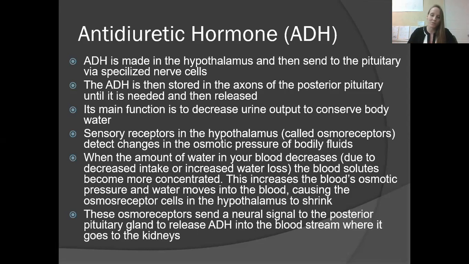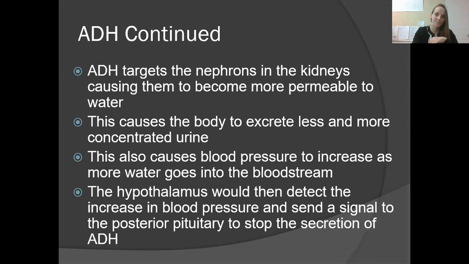The ADH then goes into the kidneys, where it goes to the nephrons of the kidneys and causes them to become more permeable to water. So water is going to leave the kidneys, go back into the blood. That is going to increase your blood pressure, decrease the osmotic pressure, also means that you're going to pee less and that your urine will be concentrated. And then once the osmotic pressure is back to normal, the hypothalamus will detect that again because of the osmoreceptors, and it will stop telling the posterior pituitary to release ADH.